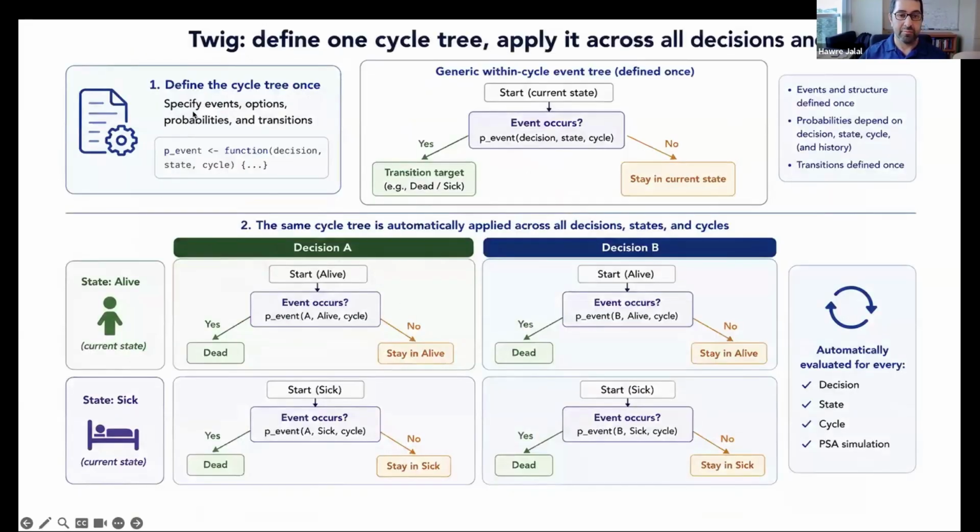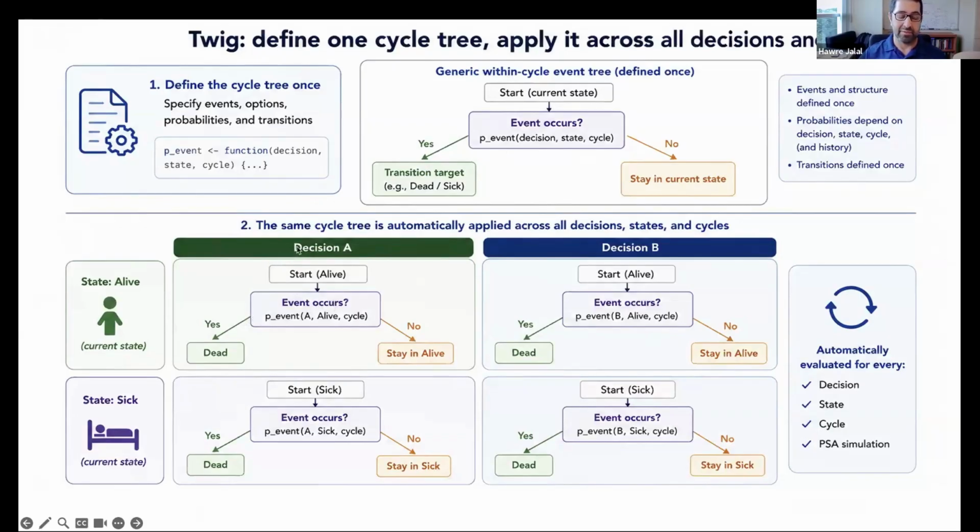So instead of doing that, what Twig does is define a single generic cycle tree. This is applied to all states, all decisions, all cycles, and all PSA simulations. And if something doesn't apply for a specific situation, you can just say the probability of that event happening is 0. So that generic cycle tree summarizes the components that we usually do by copying and pasting.